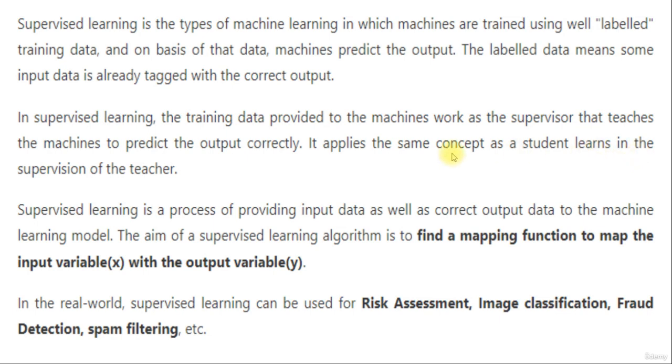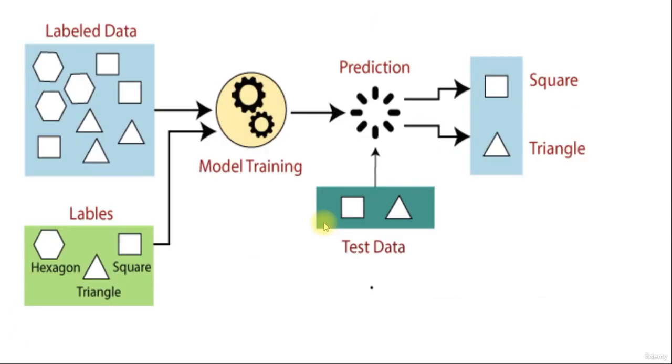Now, supervised learning is a process of providing input data as well as correct output data to the machine learning model. The aim of a supervised algorithm is to find a mapping function to map the input variable x to the output variable y. Some real world examples of supervised machine learning are risk assessment, image classification, fraud detection, spam mail filtering, etc. I'll help you understand it better with the help of this diagram.